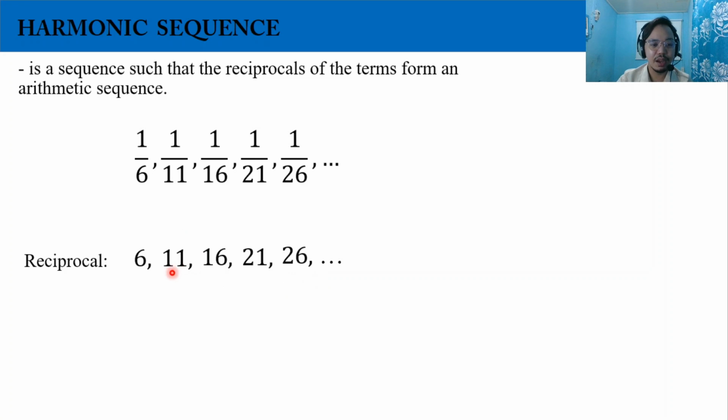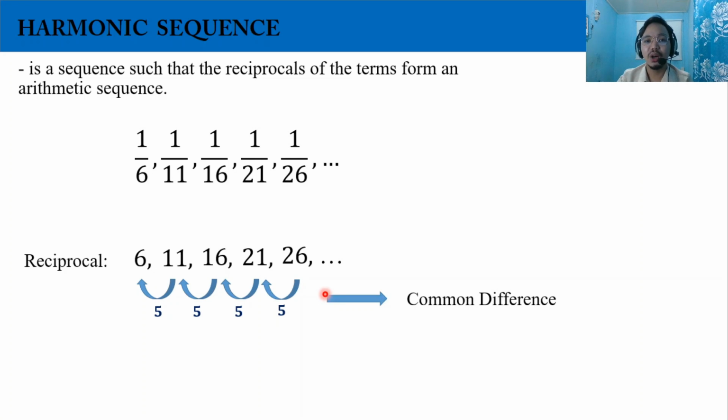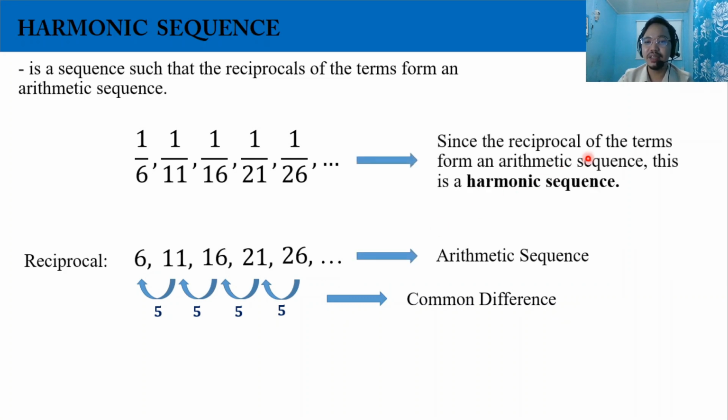In doing so, we have 11 minus 6, that is 5. Then 16 minus 11, that is also 5. 21 minus 16, that is 5. And 26 minus 21, that is also 5. So 5 is our common difference. And since we have a common difference, this sequence is an arithmetic sequence. And since the reciprocals of the terms form an arithmetic sequence, this sequence is a harmonic sequence.